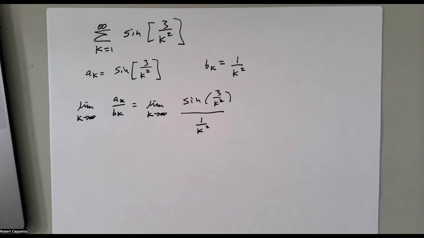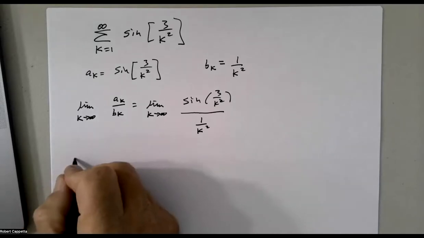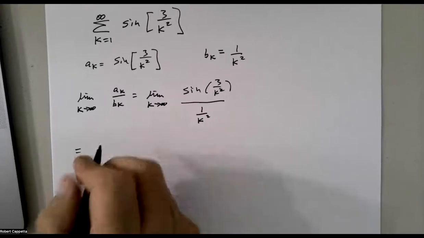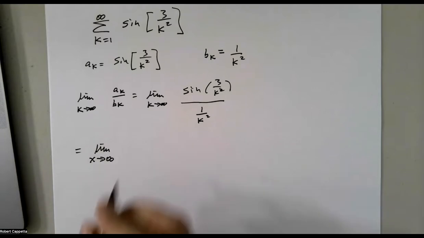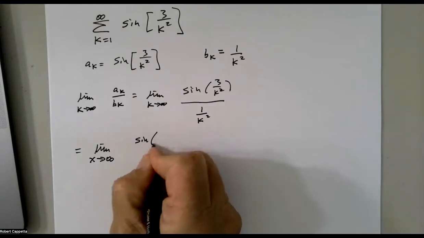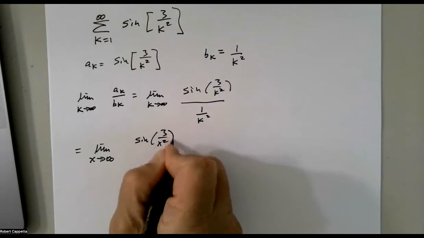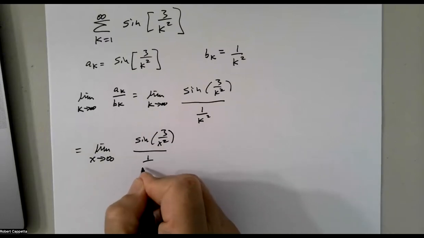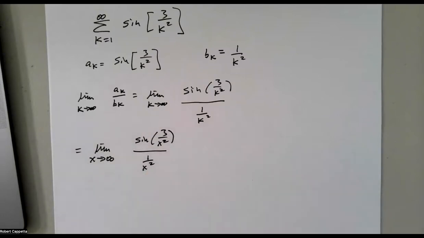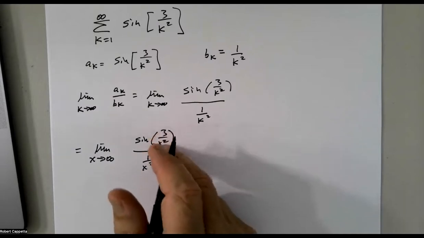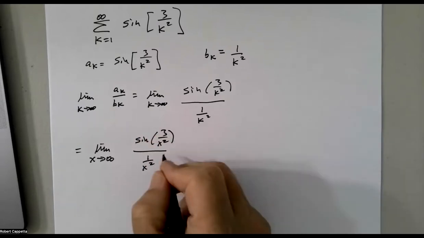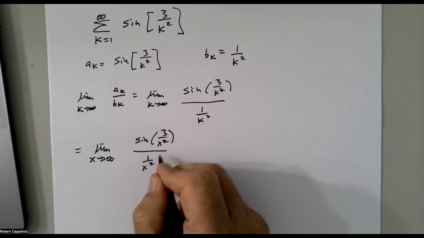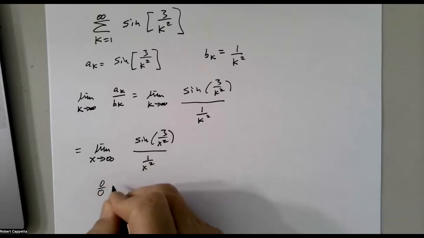So this time I am indeed going to use L'Hopital. I'm going to change it to the same thing as the limit as x goes to infinity, just to imply that we are dealing with real numbers as opposed to integers. Sine of 3 over x squared divided by 1 over x squared. Now to use L'Hopital, we have to convince ourselves that it's fair. Plugging in infinity, 3 over a large number, that's basically 0. Sine of 0 is basically 0, right? 1 over a large number is basically 0. So that's a 0 over 0, so L'Hopital is okay.